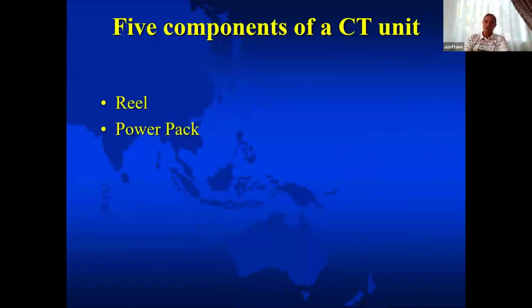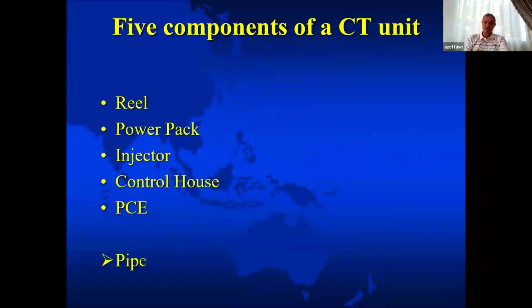These are the components of the coiled tubing unit: reel, power pack, injector, control house, and PCE, which stands for pressure control equipment, and the pipe. I put the pipe aside because it's a very important piece of the coiled tubing unit, because the pipe is the only piece of equipment that goes inside the well. So we have to be sure it will not hurt the well, and it will come out after we finish the job. Otherwise, we are in deep trouble.